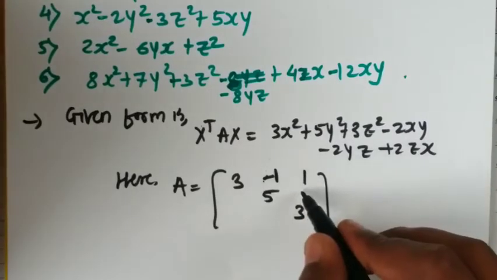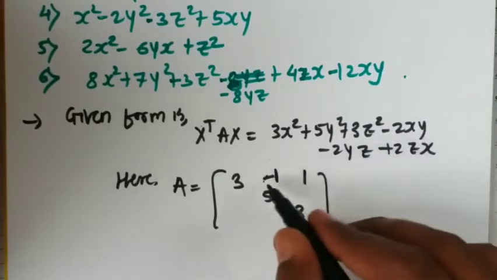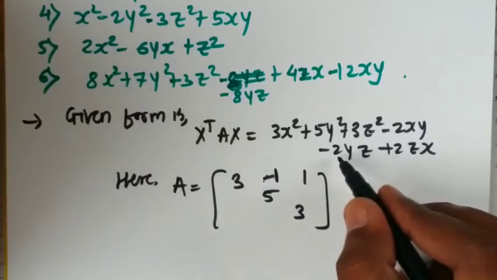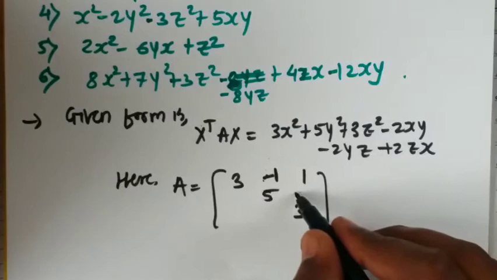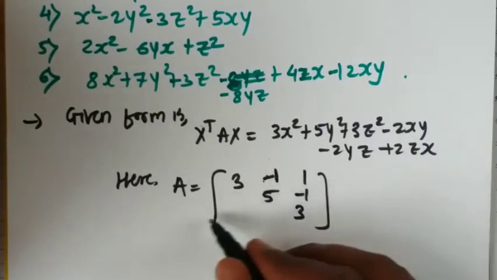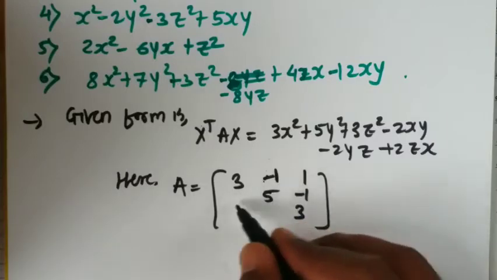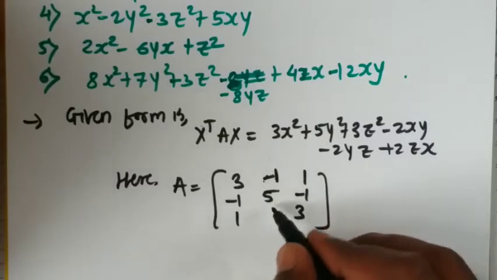Now here, what remains? X into y, x into z, so this will be y into z. The coefficient of y into z is minus 2, so divide that by 2, you get again minus 1. Now the same entries you write on this side: 3, minus 1, 1, 3, minus 1, 1. So minus 1, 1 in the column-wise.